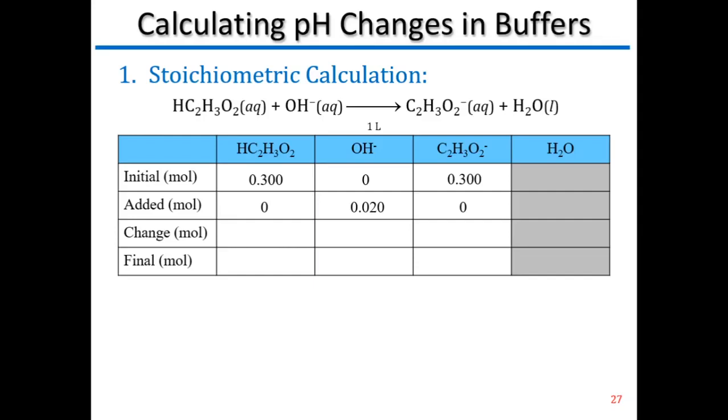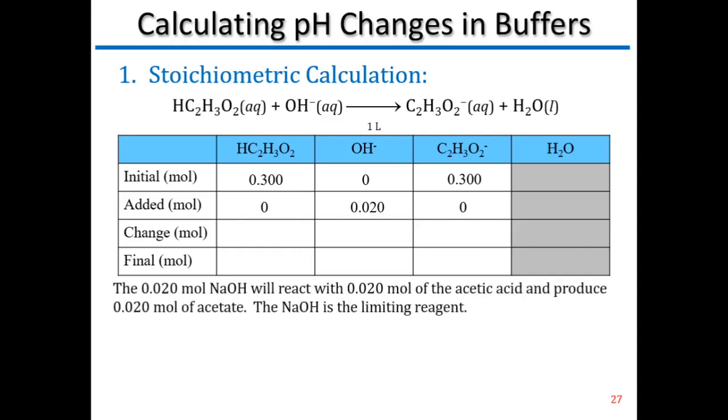Now what we need to decide is, how is this going to affect our reaction? We have to say that the 0.02 moles of sodium hydroxide will react with 0.02 moles of the acetic acid to produce 0.02 moles of acetate. Notice here that in our added line, we say we're adding 0.02 moles, but then we're subtracting it. Why are we doing that? Because it's being consumed by the acetic acid.